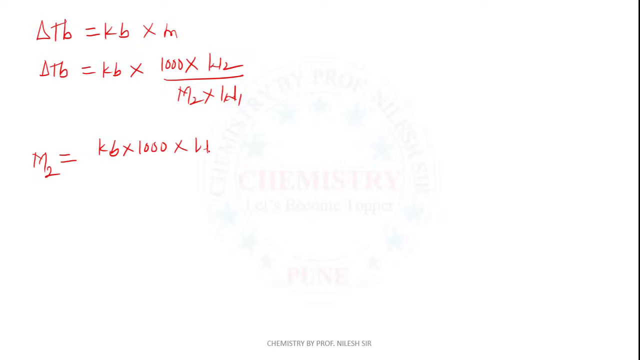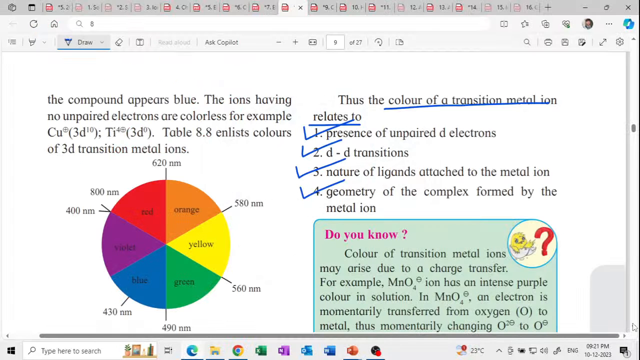The color of transition metals is related to the presence of unpaired electrons, d to d transition, nature of ligands, and geometry of the complex. So this is very important. This is your answer actually. Yes, we'll get the 2 marks. This is a 2 marks question. Why does a transition metal ion show color? The presence of unpaired electrons, d to d transition, nature of ligands, and geometry of the complex. Get it? So this is very important.